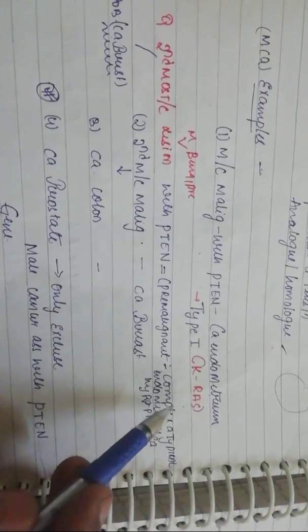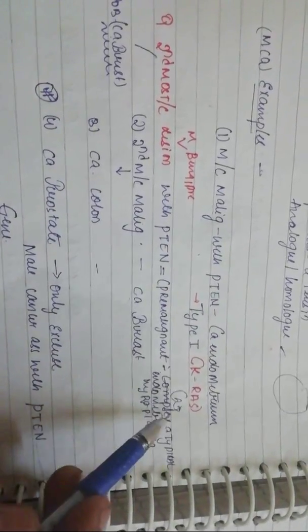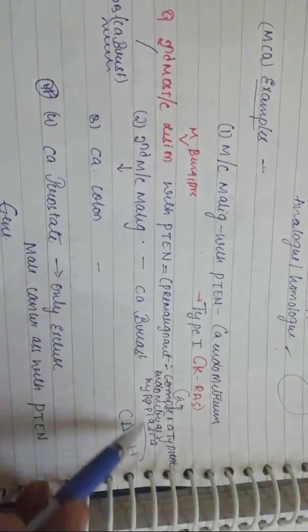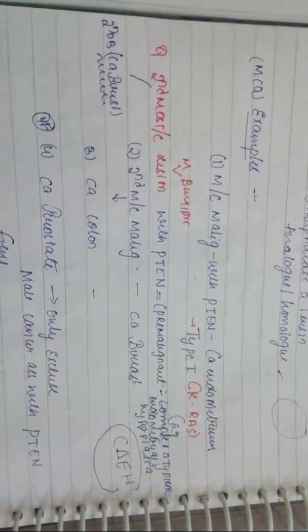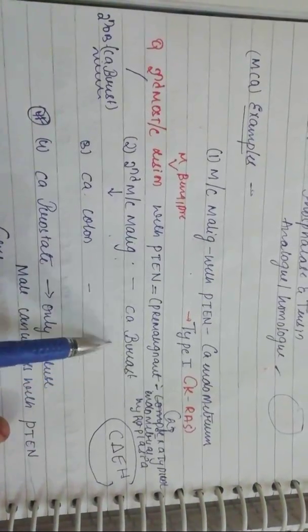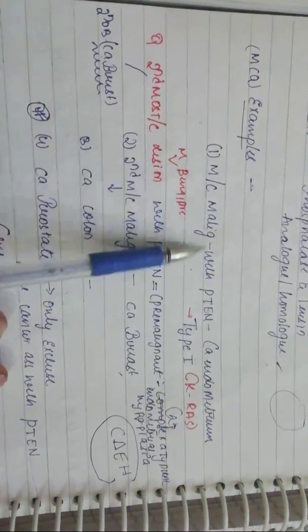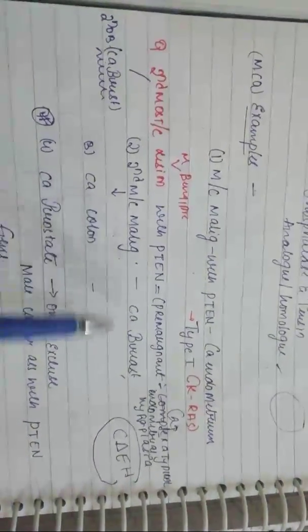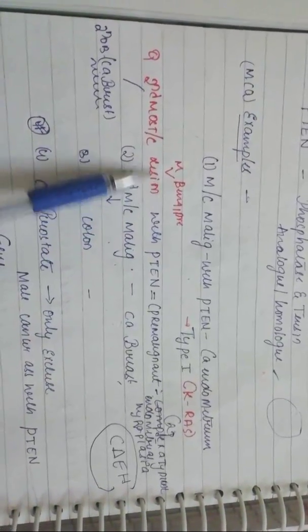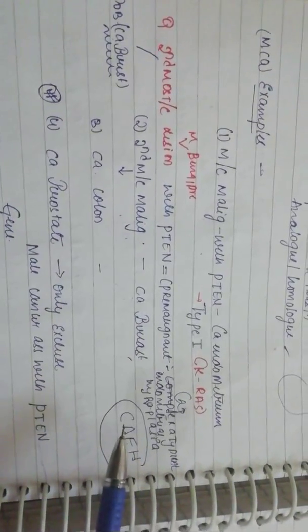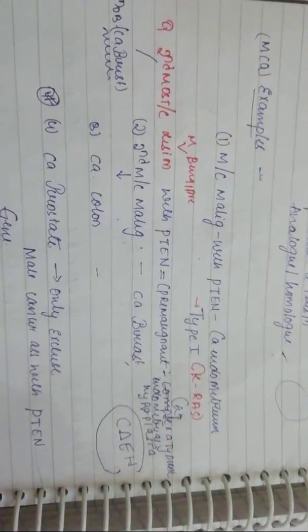This is known as complex atypical endometrial hyperplasia, right? This is hyperplasia. It is complex atypical, that is what is written, complex atypical endometrial hyperplasia. This is the second most common lesion. If they ask you second most common malignancy, then we have to say this is CA breast. The first most common malignancy with PTEN is type 1 endometrial cancer. The second most common malignancy is CA breast. If they ask you second most common lesion, it is complex atypical endometrial hyperplasia.